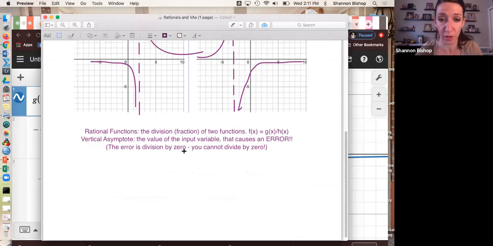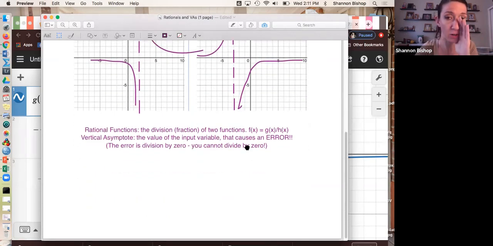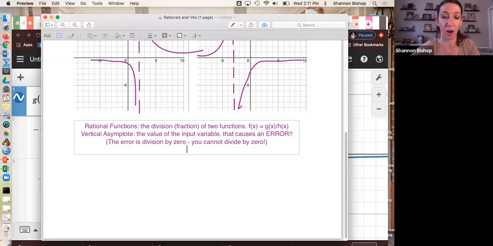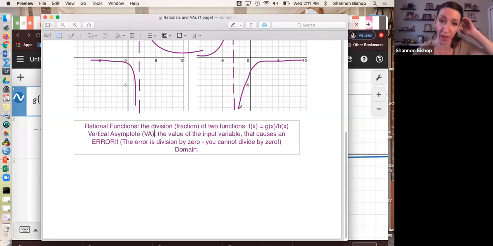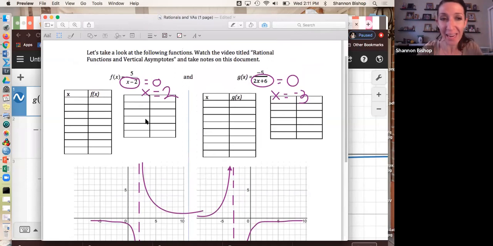Now, since you're going to have these vertical asymptotes, aka errors, the other thing that tells us is our domain. So if you think about it, you cannot plug in the vertical asymptote. By the way, we end up calling that VA for short. Vertical asymptote, VA. So if your VA is the value that you cannot plug in because it's an error, well then what can you plug in? Look back up at those tables. You can't plug in 2, but what can you plug in? It's like everything other than 2. As long as it's not 2, you get an answer.